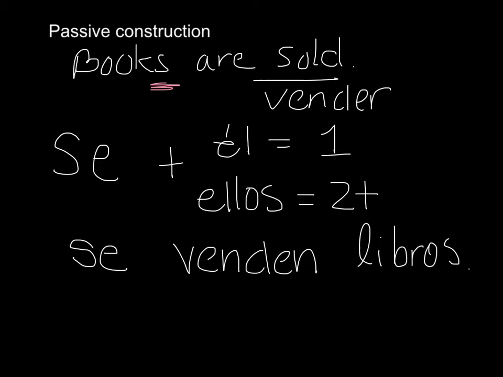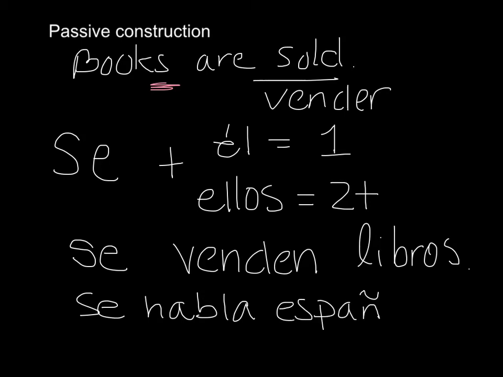This is a form that we use a lot for signs, for example. You actually have probably seen this a lot. Se habla español. And this would be an example of the singular here. Español is singular, and so we chose habla. And what this is actually saying is Spanish is spoken here. So this is how we use a passive construction to make something a little more impersonal.